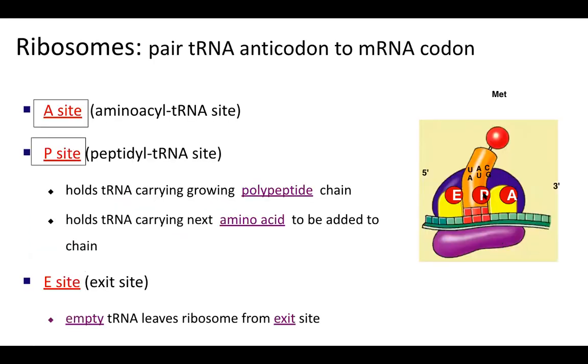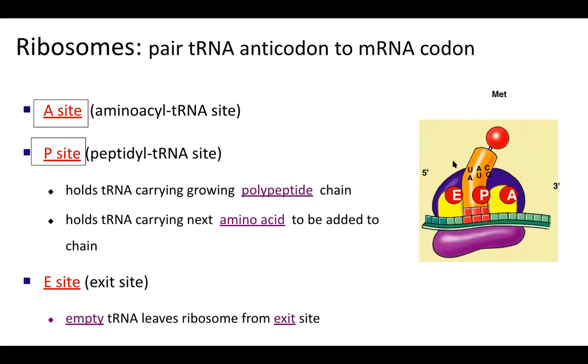All right, so you have 3 spots in the ribosome. So you have the aminoacyl tRNA site, that's the A site. You have the peptidyl tRNA site, that's the P site. You can think of the P site as the polypeptide chain site. So this is going to be the site where the actual polypeptide chain is formed. The tRNA that's going to carry that growing polypeptide is going to be in the P site. And the E site is the exit site. That's where a tRNA that doesn't have an amino acid is going to move over to the E site and then exit the ribosome.